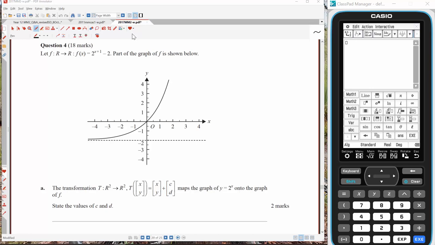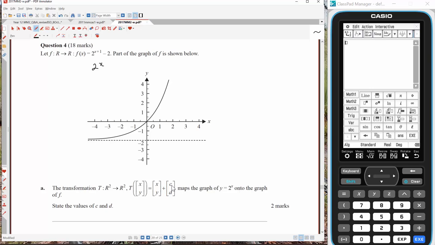Let's have a go at question 4 from the 2017 VCAA exam. Been asked about this one a few times as well. So what we start with is this exponential function, and we go straight into a transformation problem. The transformation that maps 2 to the x onto this function here, you can see by recognition it's going to be 1 to the left and 2 units down.